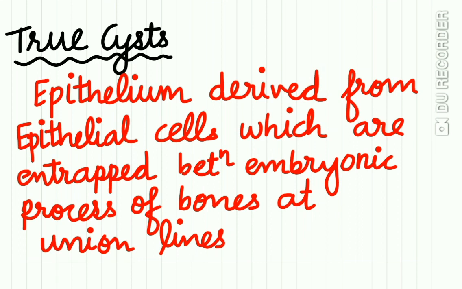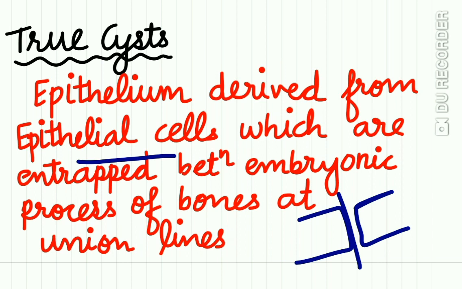Now, these fissural cysts are true cysts. The epithelium of these cysts is derived from the epithelial cells which are trapped between the embryonic processes of bones at the line of fusion. Suppose these are two bones and they fuse with each other. So, the epithelium which is trapped between these two bony processes gives rise to the fissural cyst.